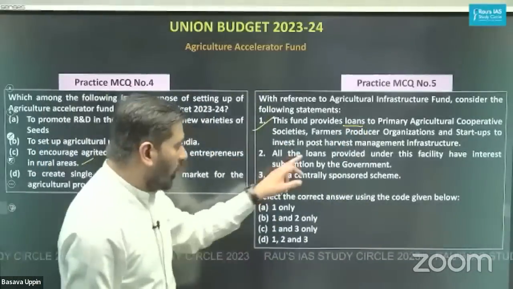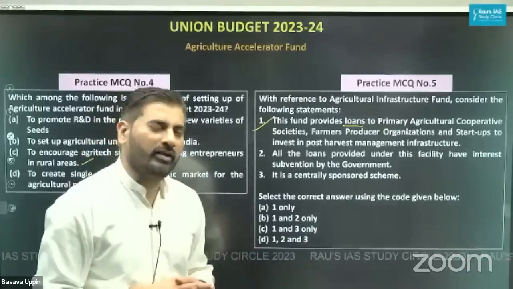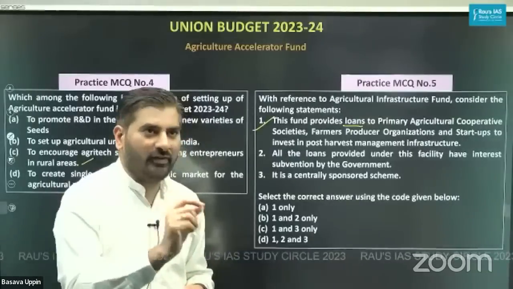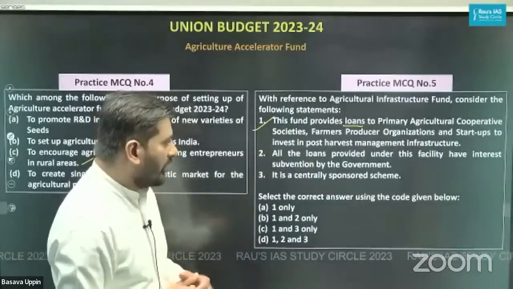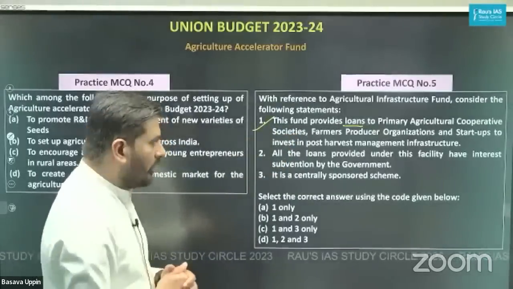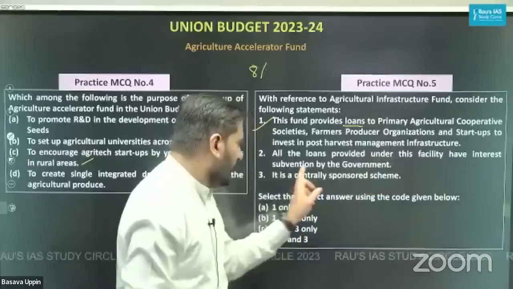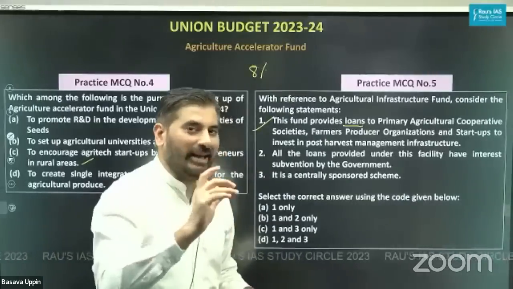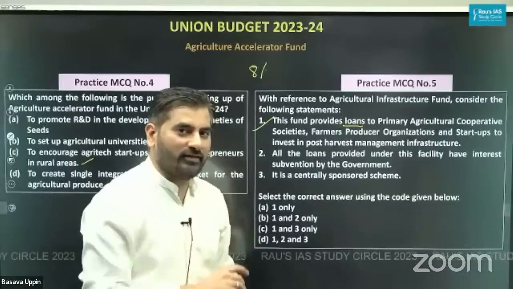Second statement says all the loans provided under this facility have interest subvention by the government. What is interest subvention? Interest subvention means subsidy on payment of interest. For example, let's say you have a startup company which has taken a loan under this particular fund, and the rate of interest on this loan is 8%. When the government provides interest subvention, it means the startup company does not pay the entire 8%. The government might pay some interest on behalf of the startup company.